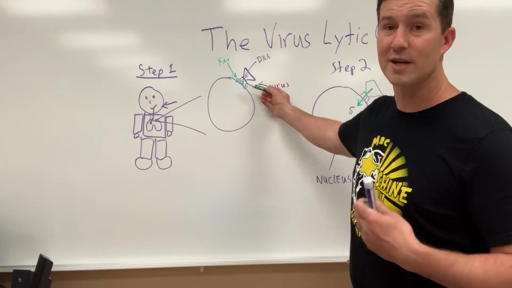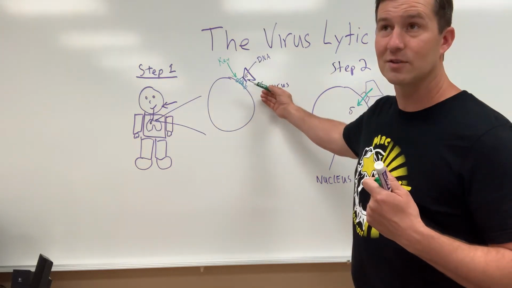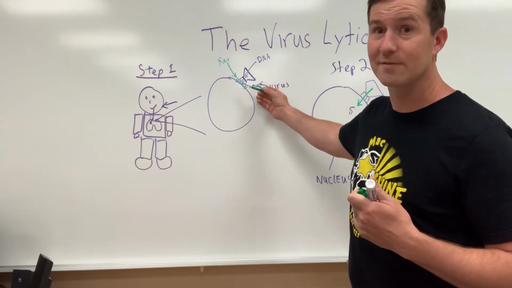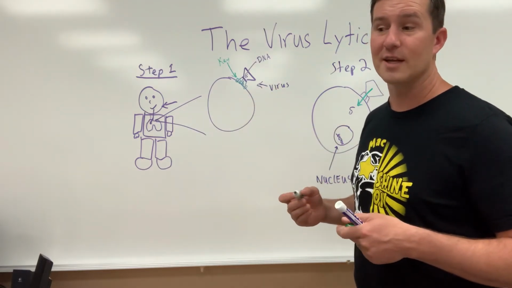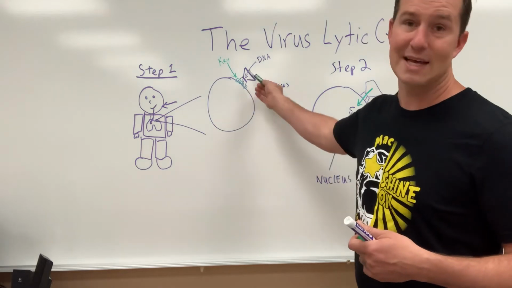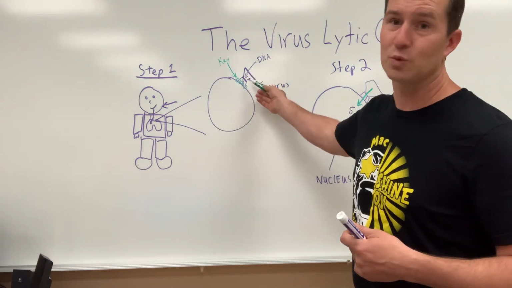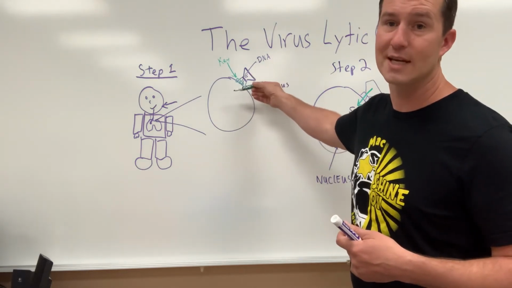Now, if you train your body to recognize a virus by getting a flu shot at the beginning of flu season, then it trains your body to recognize that key so that your cells will not let the virus put the DNA inside your cells.